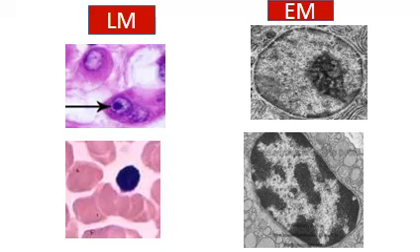Again, by LM, nuclei are either pale stained or vesicular with a prominent nucleolus, or condensed or darkly stained nucleus. By EM, this one will appear as euchromatin and this one will appear as heterochromatin.